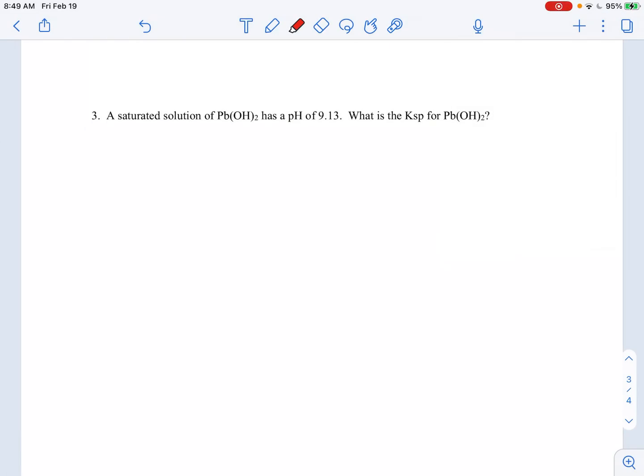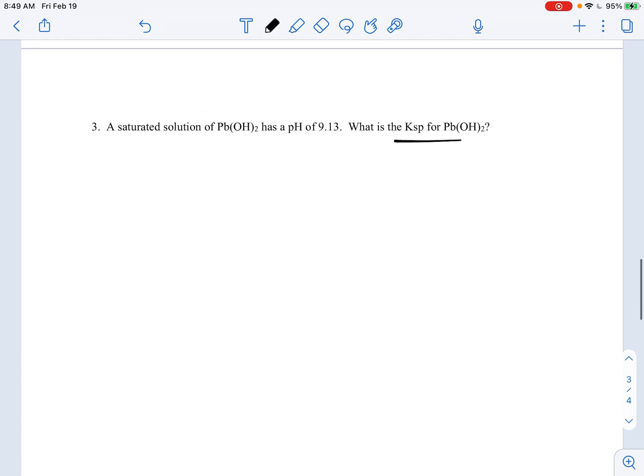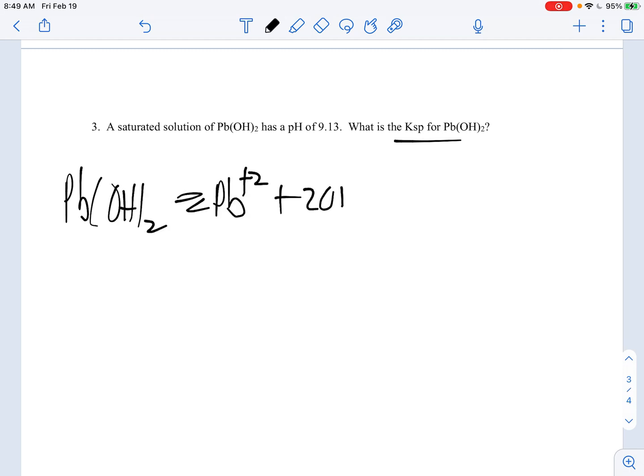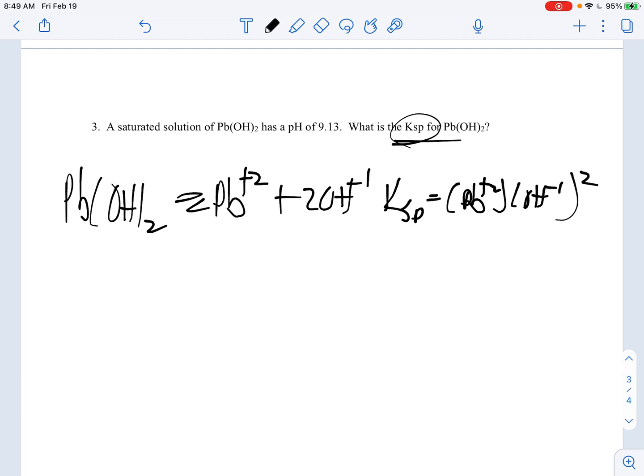This guy here is the same thing except in reverse. So what you're going to do, once again, it's a KSP problem. So you've got to set it up so that Pb(OH)2 breaks into Pb2+ and 2 OH negatives. You don't have a choice in the matter if you want to deal with KSP. KSP is going to then be equal to the lead times the hydroxide squared.